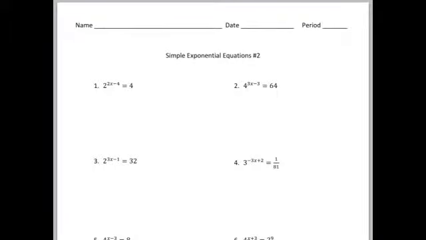Alright, time for the solutions for the solve simple equations number 2. So basically what you need to do is get both of the bases on each side to be the same. On the left side we got 2, on the right side we got 4. Well, that 4 on the right side can just be expressed as 2 squared. And so now we have 2 to the 2x minus 4 equals 2 squared.